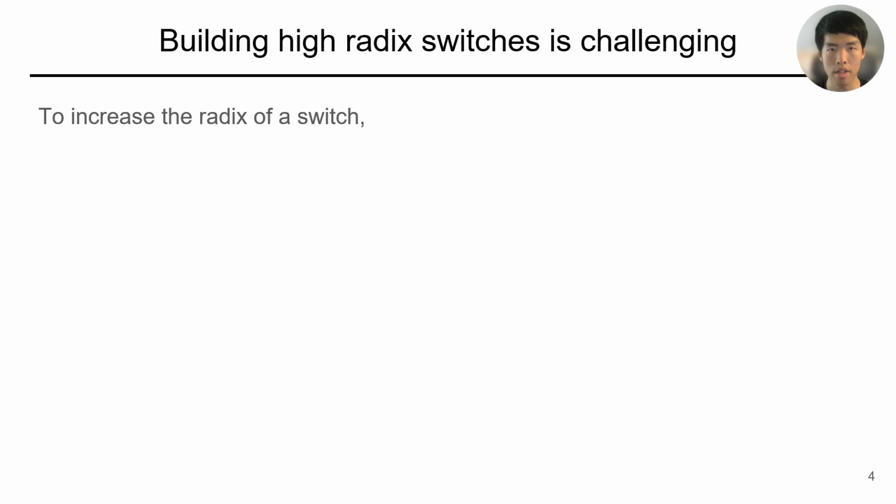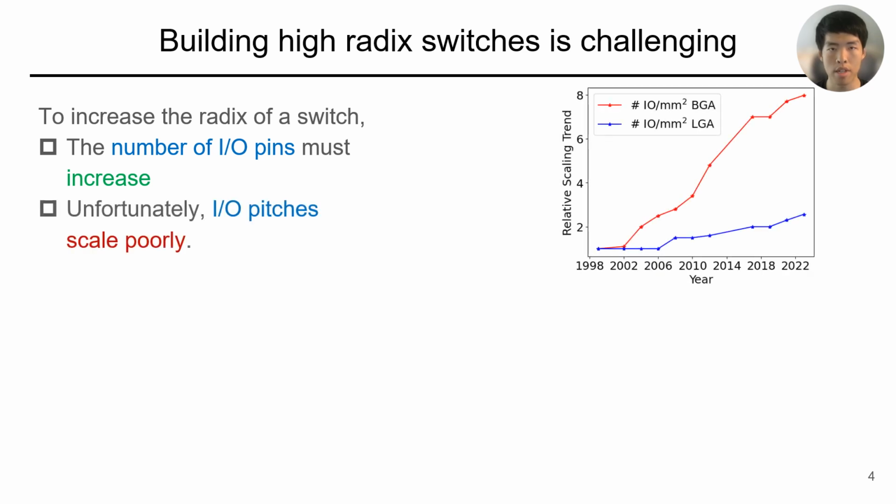To increase the radix, the number of I/O pins must increase to accommodate the I/O pins of additional ports. Unfortunately, I/O pitches have scaled poorly over the years. Figure on the right shows the relative scaling of I/O pin densities over the last 2 decades. For BGA packaging, I/O pin densities have scaled only by 8x in the last 20 years. For LGA, it is even worse. I/O pin densities have scaled only by 2.3x in the last 20. So if I/O density is not scaling well, we will need to increase the size of the chip to accommodate more ports in order to increase the radix.